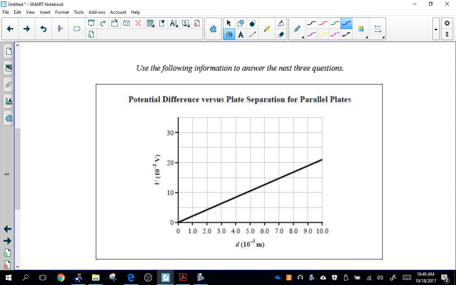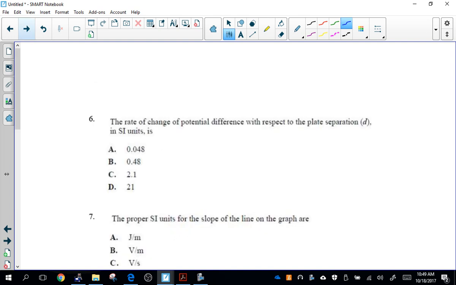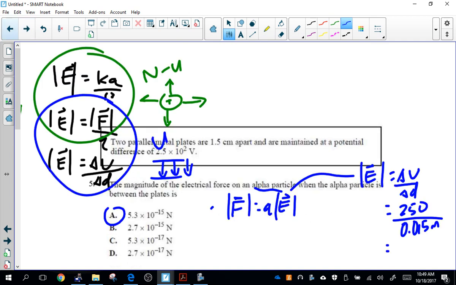This is an old question. They've changed the data sheet since this question came out. They used to call the plate separation D. Now they call the plate separation on the data sheet delta D. So really this should be a graph of delta V versus delta D. Okay? So don't get mixed up by that. If you saw that question on a diploma exam now, that's what it would say, delta V versus delta D. Okay, what are we looking for here? It says the rate of change of potential difference with respect to the plate separation. So in other words, what are we trying to find?